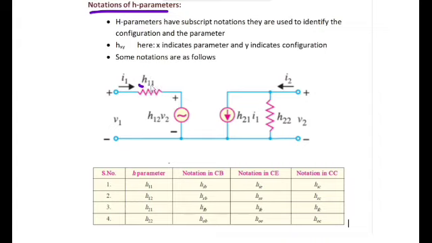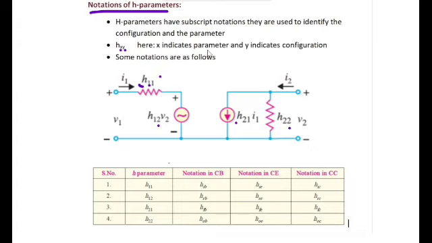And these h parameters, these values, that is h11, h12, h21 and h22, are arranged in a matrix form to determine their values, and because of that we are giving the notations as h11 and h12 in a matrix way. And coming to the subscripts, h, x and y, these are the two subscripts that an h parameter has, and x indicates the parameter.